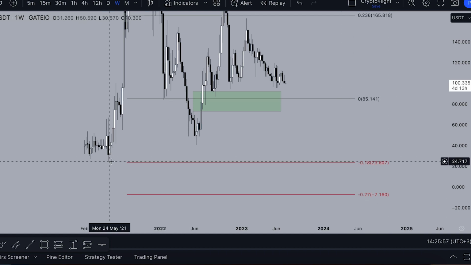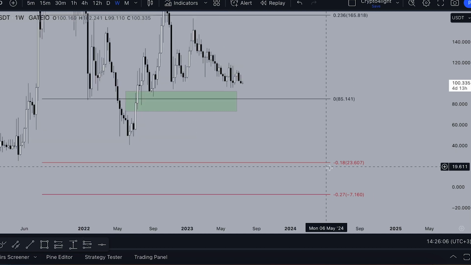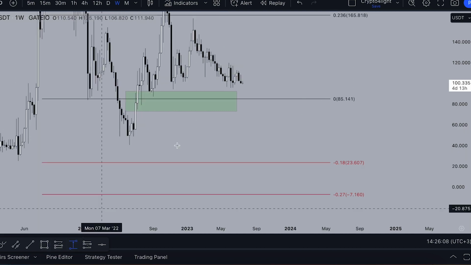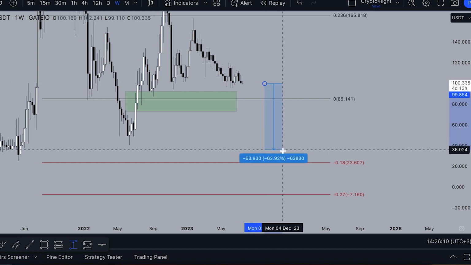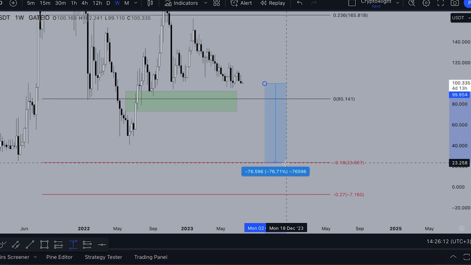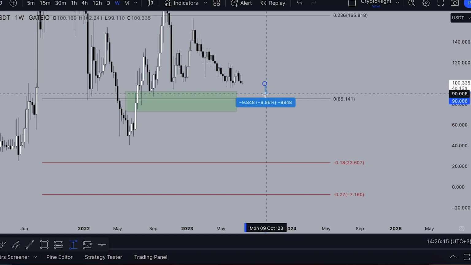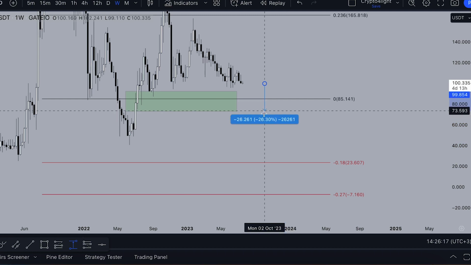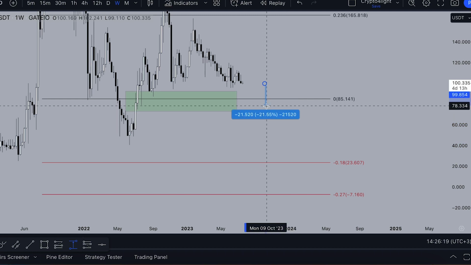We can sweep these lows. The lower low was at $25 in May 2021. So we can drop and sweep it. And here is the main problem: we can drop 76% from this current price if we do not hold this monthly gap. I hope we will hold it.